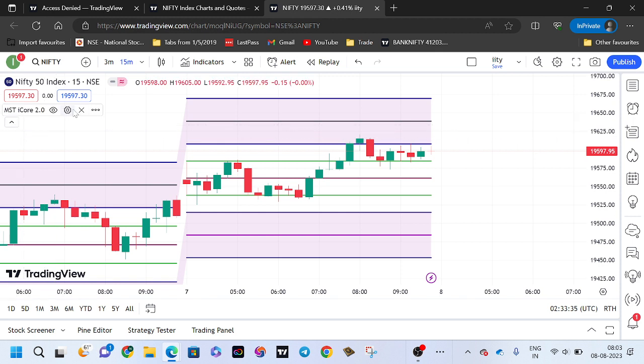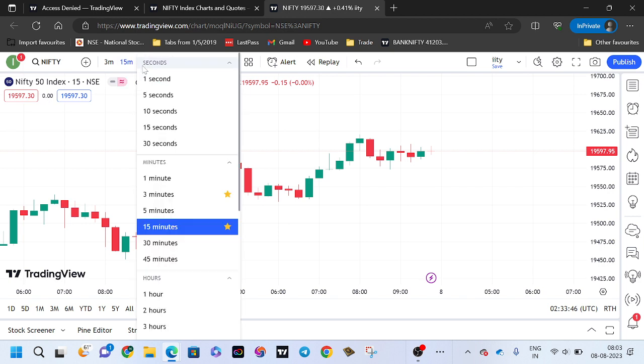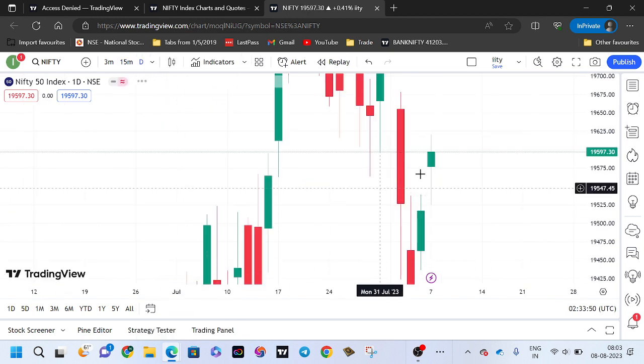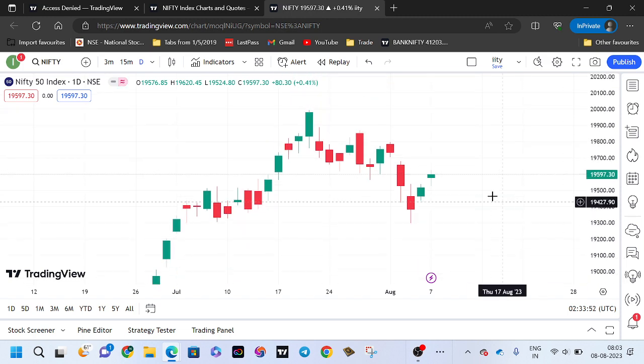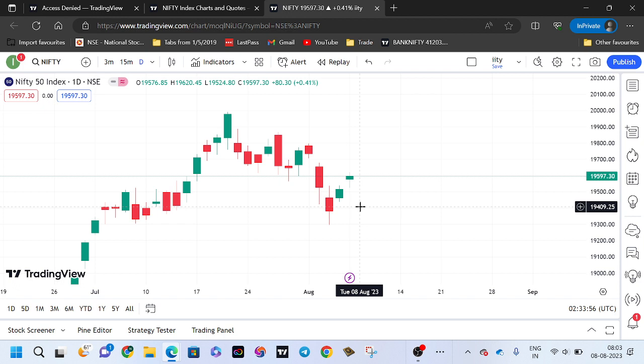Now I am removing the indicator from the panel. Once you open the new chart, it will be in the default time frame of 1 day, and volume will be added.